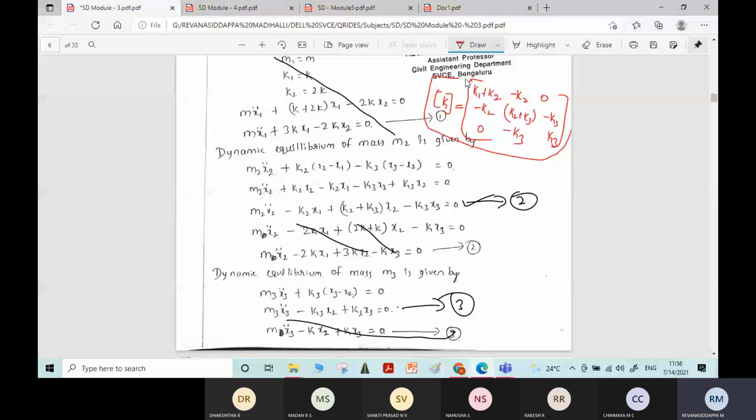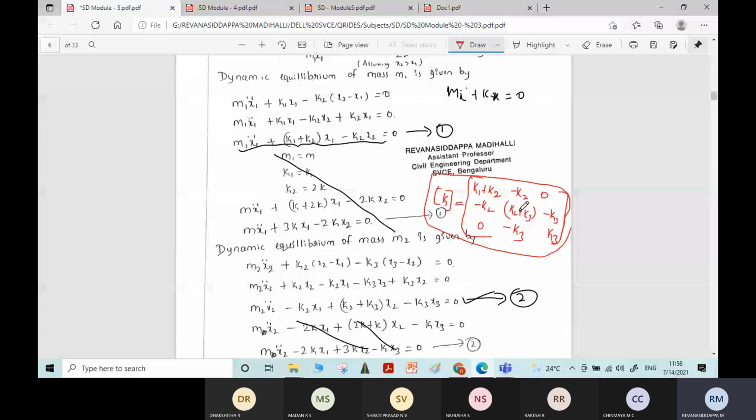If you are getting any other different matrix, then there is something wrong in the calculation. You need to correct it and bring the answer to this equation. You will get the same equation. You need to remember: k1 plus k2, minus k2, 0; minus k2, k2 plus k3, minus k3; 0, minus k3, plus k3. All of you remember this equation, so that mistakes in solving the problem will be avoided.